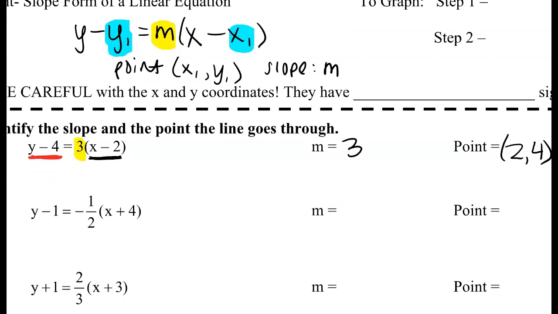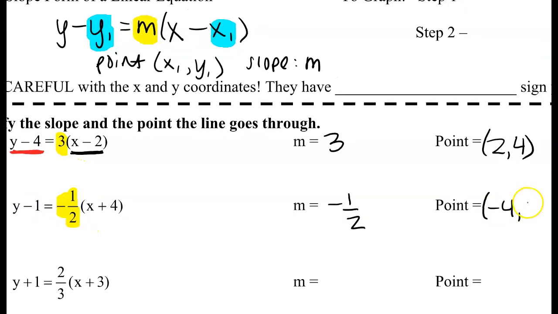For this one, my slope, again, is the number in front of the parentheses, so that's going to be negative 1 over 2. And then my point, thinking about what I told you earlier, has to have opposite signs. For the x-coordinate, it says plus 4, so I know it should be negative 4 because I need the opposite sign. Then next to the y, we have a minus 1. That means my point is going to be a positive 1. And let's talk about how to put this on the graph.